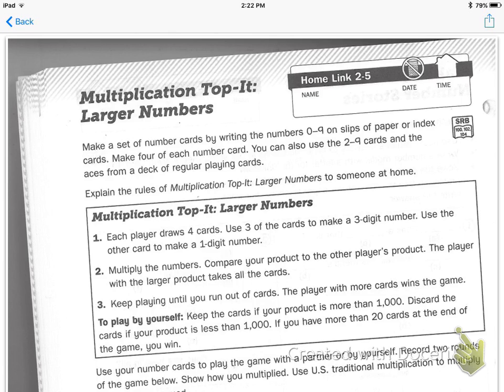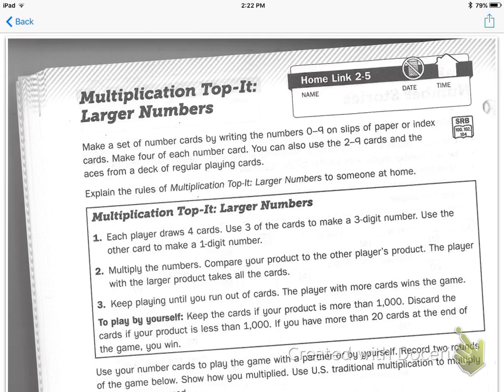So here are directions. Each player draws 4 cards. Use 3 of the cards to make a 3-digit number. Use 1 other card to make a 1-digit number. Multiply the numbers. Compare your product to the other player's product. The player with a larger product takes the cards. Keep playing until you run out of cards. The player with more cards wins the game. To play by yourself, keep the cards if your product is more than 1,000. Discard the cards if your product is less than 1,000. If you have more than 20 cards at the end of the game, you win.